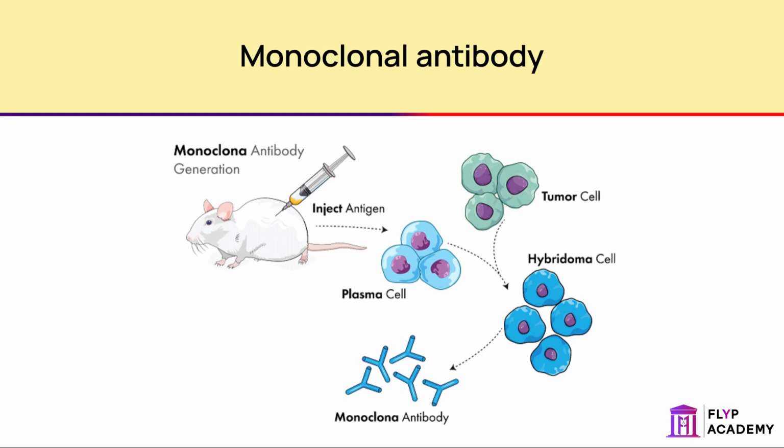The mouse lymphocytes will now be dividing and producing antibodies. The antibodies will be complementary to the antigen that was injected. One of these lymphocytes producing the antibody is removed and combined with a type of tumour cell. This forms a hybridoma cell. The hybridoma cell can divide and make many monoclonal antibodies. All of the monoclonal antibodies are identical.